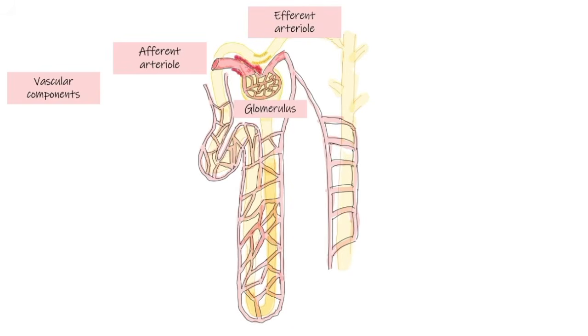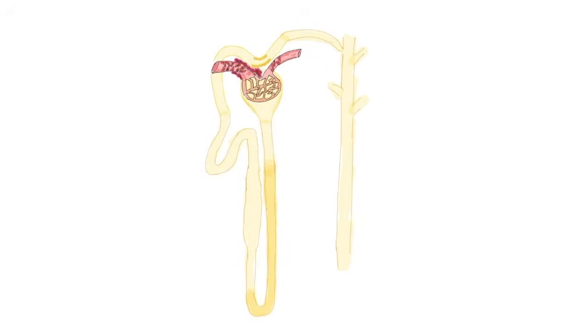The efferent arteriole subsequently gives rise to capillaries that surround the tubular portion of the nephron. For now, we'll refer to these generally as the peritubular capillaries. Ultimately, this blood returns to the venous circulation. If we remove the vascular component, what we see here in yellow are the tubular components.